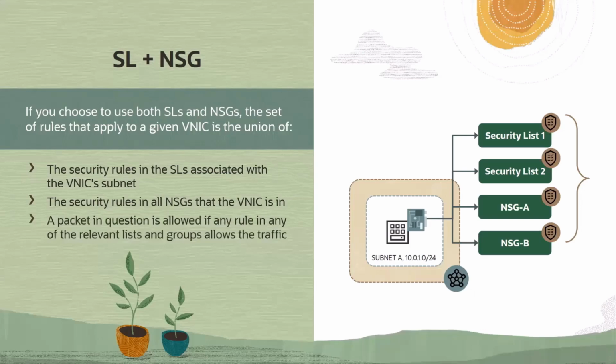And the guiding principle here is a packet or the traffic is allowed only if there is an allow rule in either security list or network security group. So if there is an allow rule in any of the constructs, then only the traffic or the packet in question is going to be allowed.